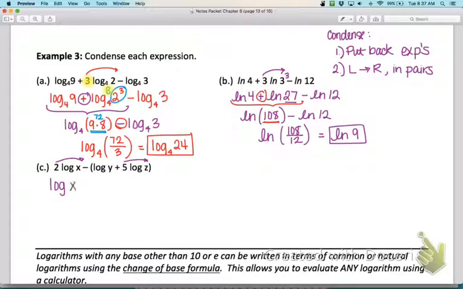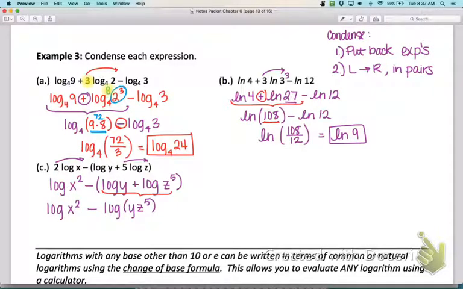So we have the log base 10 of x squared minus the log of y plus the log of z to the 5th. Now, like I said, normally we'd go left to right in pairs, but since those parentheses are there, that tells me that I need to put these two together first. So I'm going to leave my log of x squared minus the log of, I multiply here, so yz to the 5th is what I get. And now because we're subtracting, we're going to divide, so we get the log of x squared over yz to the 5th. And there we go.